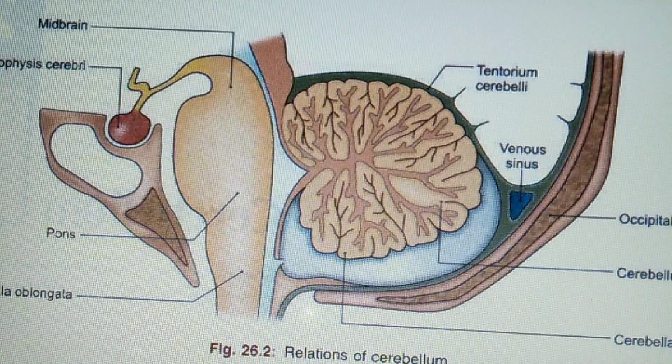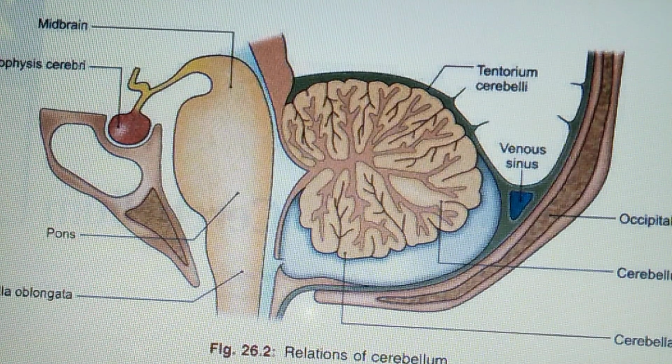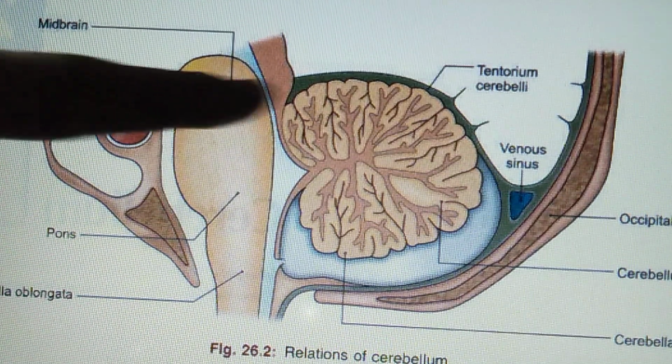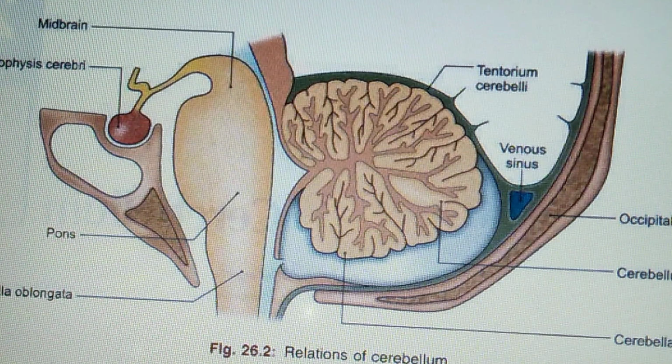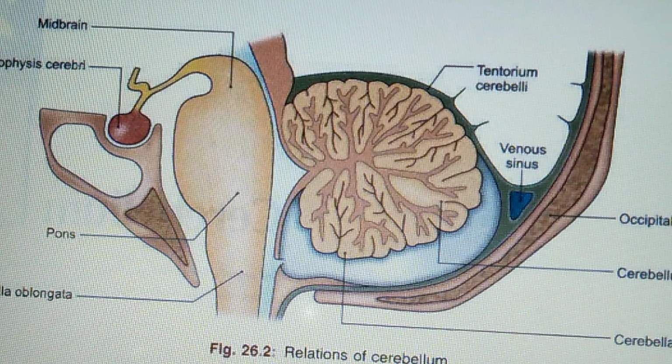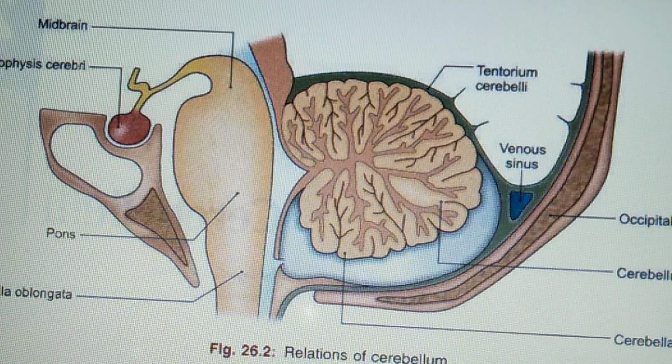Here the grey matter is highly folded to accommodate millions of neurons in the small area, and you can see the arrangement is shown here. That arrangement is called the arbor vitae, that is, the vital tree of life.